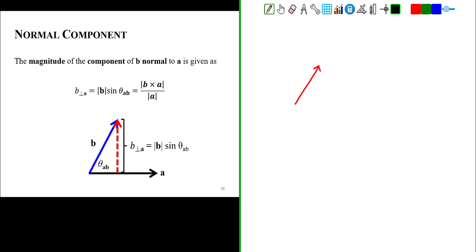Suppose you have two vectors, A and B. The magnitude of the component of vector B that is normal to vector A is given as the magnitude of vector B times the sine of the angle between them. And that is equal to the magnitude of the cross product between vectors A and B divided by the magnitude of vector A.